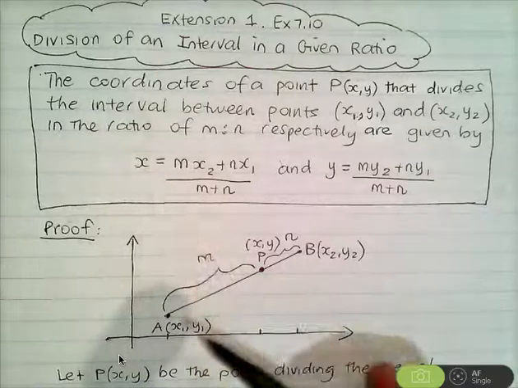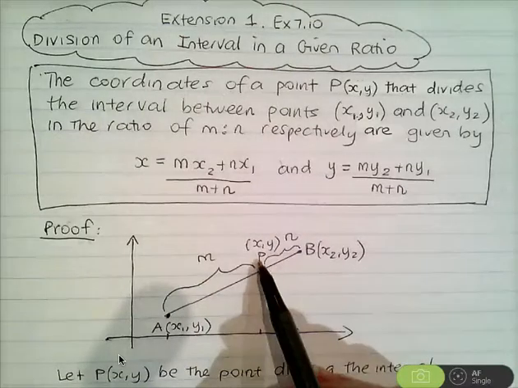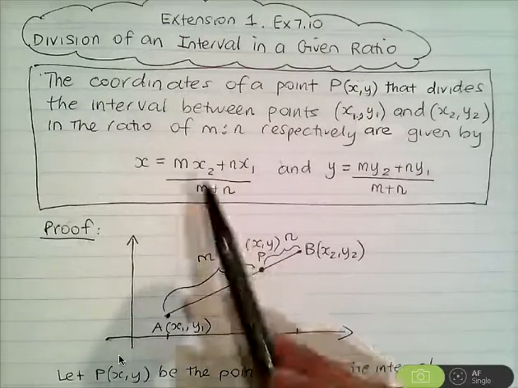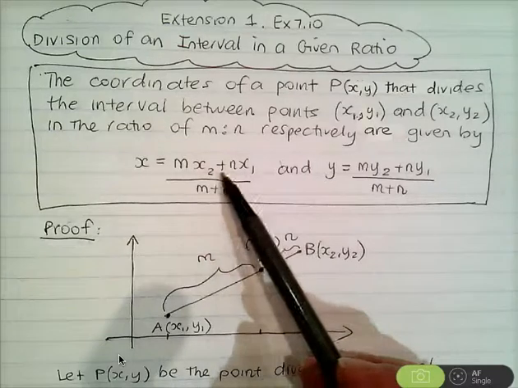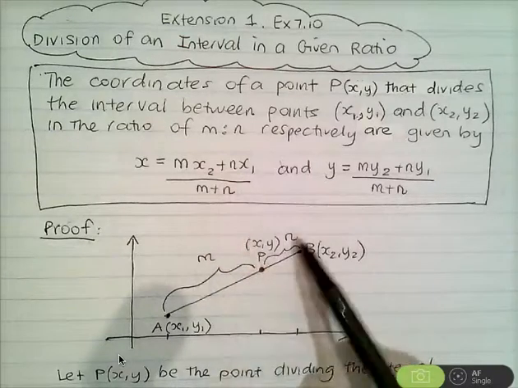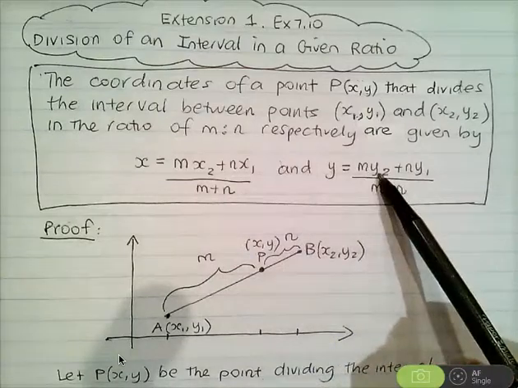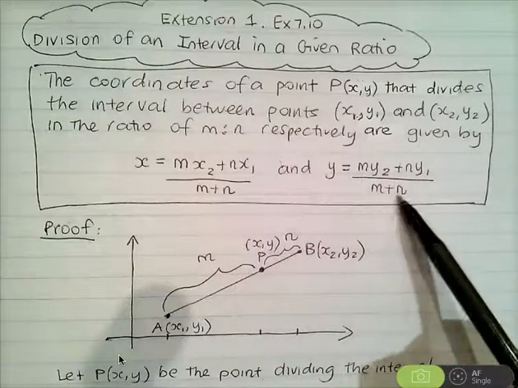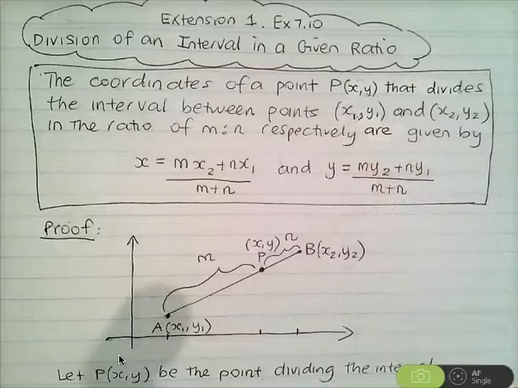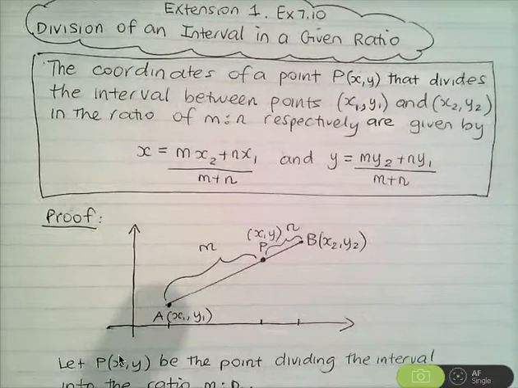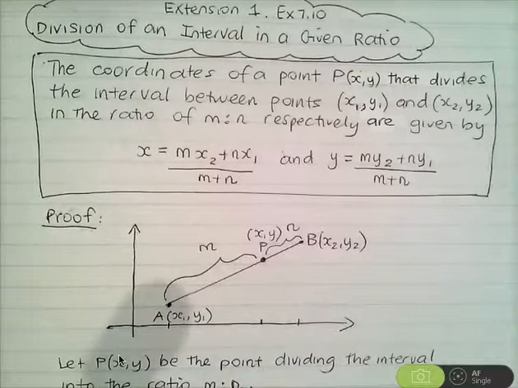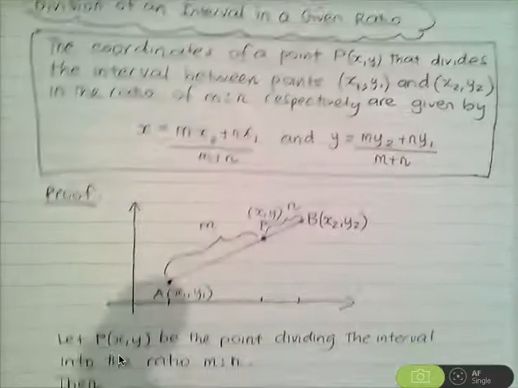Now, this is the formula: to get the x value of point P, we do m times x2 plus n times x1 over m plus n. And to get the y coordinate, we do m times y2 plus n times y1 over m plus n. Now, I don't actually learn that formula. I'm going to show you a quicker trick to use to do this, because I find that the formula is a little bit difficult to remember. So that is the formula, and I'm going to prove this formula anyway.